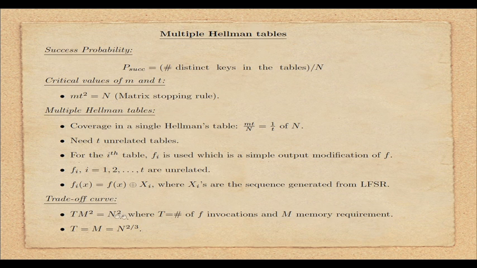If we choose t equal to m, so time and memory are the same, then we have t m square equal to n to the power 2 by 3. So, this is a very reasonable time. But there are some issues here, like how to handle false alarms.